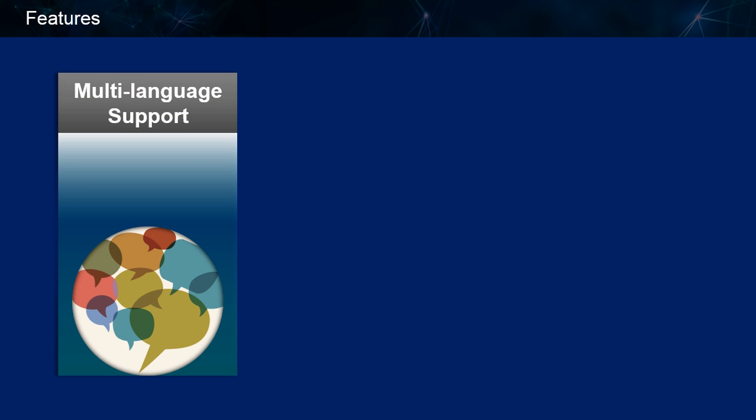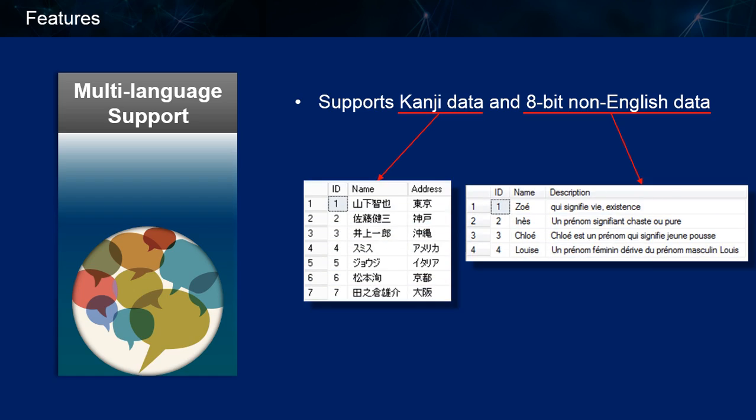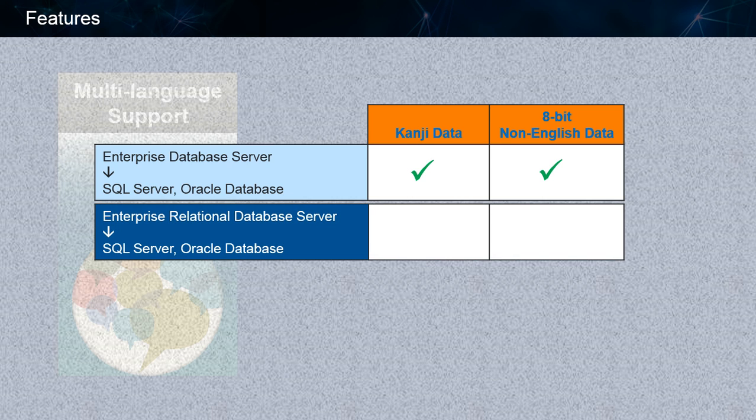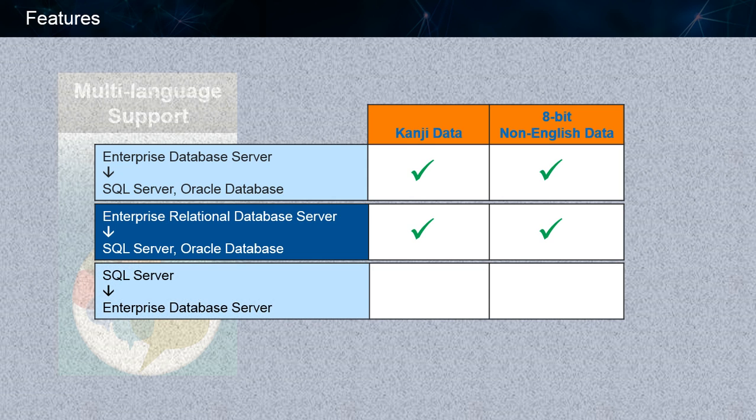And finally, Data Exchange provides multi-language support for Kanji data and 8-bit non-English data. In this feature, Data Exchange can transform Kanji data and 8-bit non-English data stored in Enterprise Database Server to SQL Server database and Oracle database. Transform Kanji data and 8-bit non-English data stored in Enterprise Relational Database Server to SQL Server database and Oracle database. And transform Kanji data and 8-bit non-English data stored in SQL Server database to Enterprise Database Server.